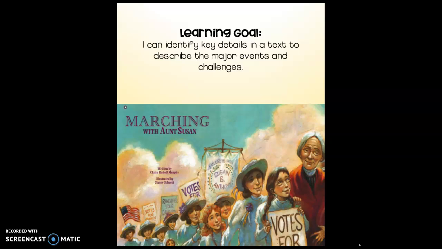Writers use a variety of resources to make their research-based writing stronger. We're going to practice that today with our learning goal.